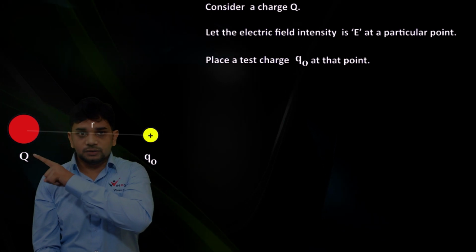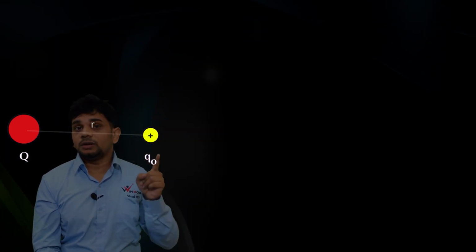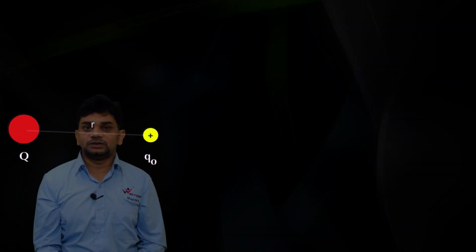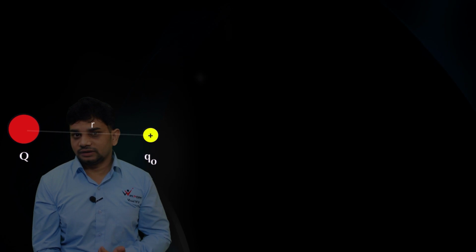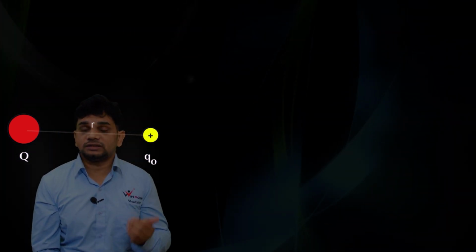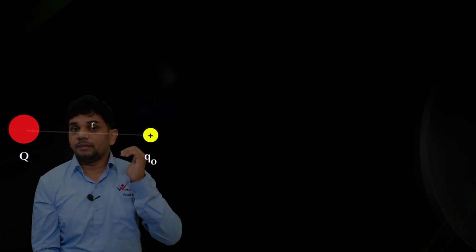Because of this charge Q, there is a force on Q0, right? According to Coulomb's law, what is equation for force? 1 by 4 pi epsilon 0 q1 q2 by r square. That is equation for force. Here we are considering only magnitude. We will discuss direction at the end of this session. So first we are considering the magnitude only.